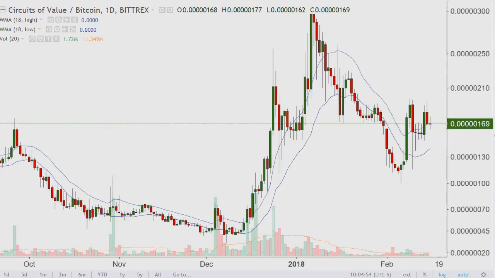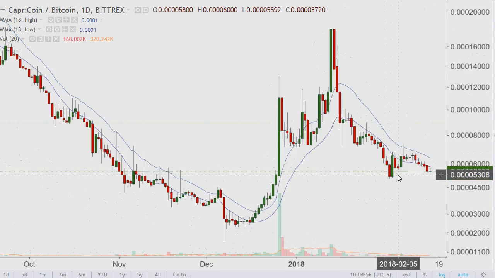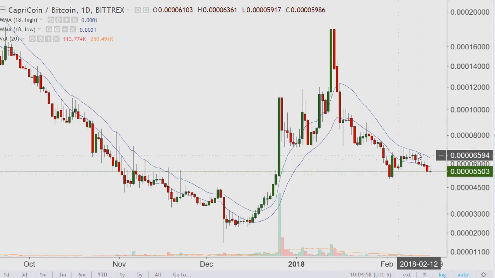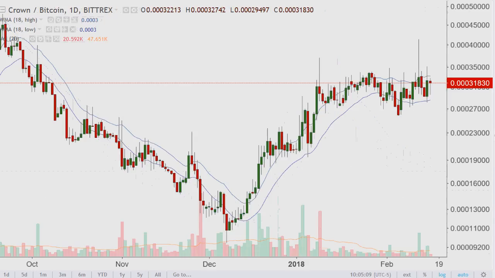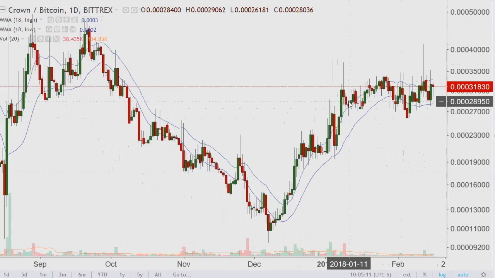Let's look at Capricorn, which is CPC. Just like some of the other ones, back to where it was, it has already had a test within the 18 average. And if it breaks down below this, we'd be looking probably down to test around the 3500s area. Moving on to CRW, which is Crown.